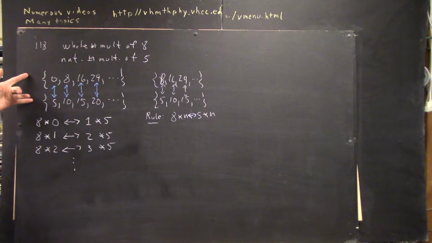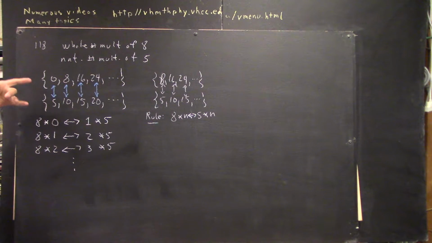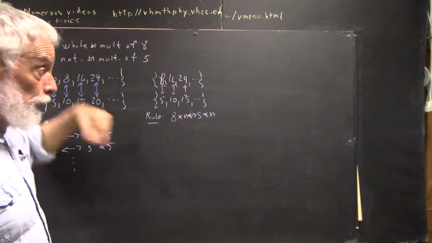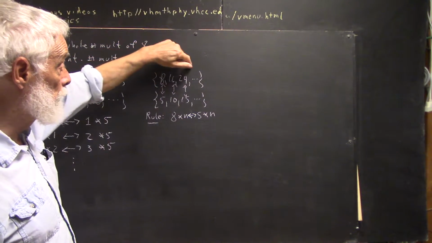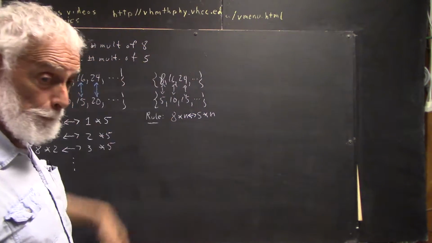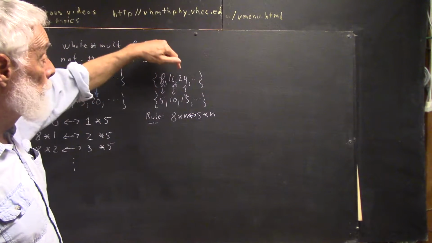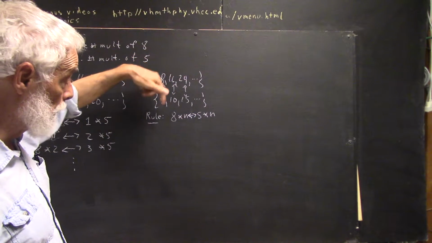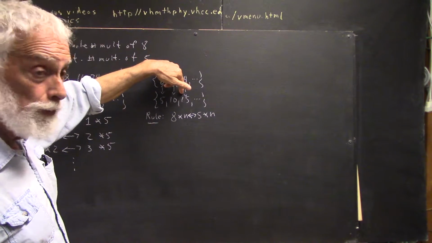Now that isn't a computational rule, and to get full credit, you've got to say something a little more explicit. For example, if they'd both been natural number multiples, then we'd have had 8, 16, 24, 5, 10, 15. So the nth member of this set, like the third member of this set, is 8 times 3, which is 24. The third member here is 5 times 3, which is 15.